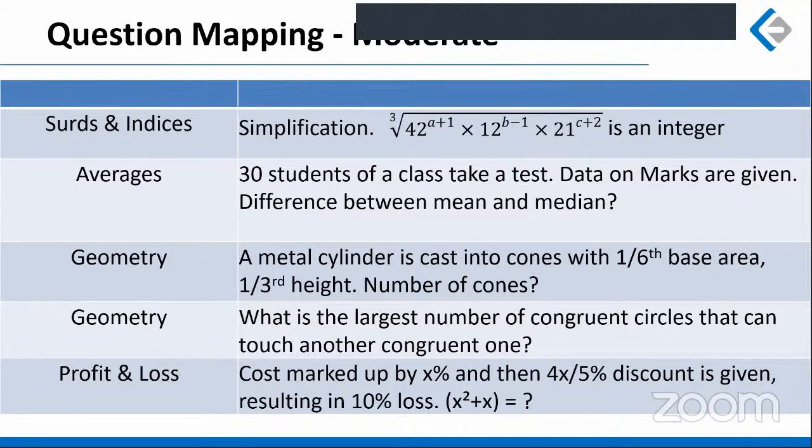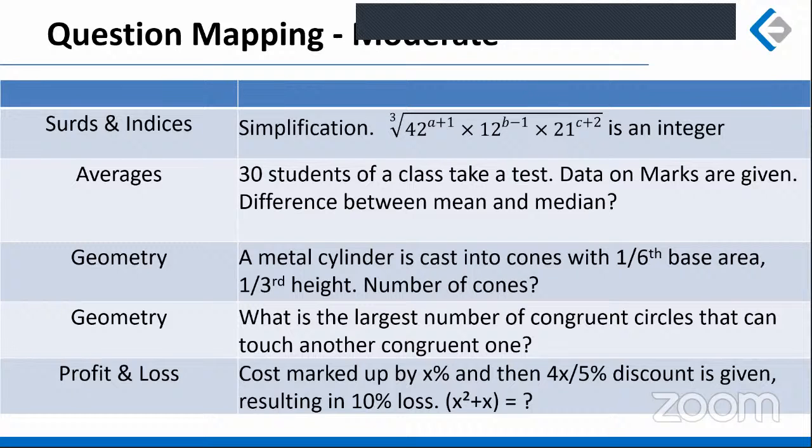Geometry. This could have been difficult, but the way it was put up was quite easy. A metal cylinder is cast into cones with 1/6 base area. The base area ratio is given. Height is also given. Height becomes 1/3. How many cones would be got? Quite an easy question as such, but I'm putting it as moderate because it still has to be understood that out of 1 cylinder, how many cones can be made of the same base area and same height.